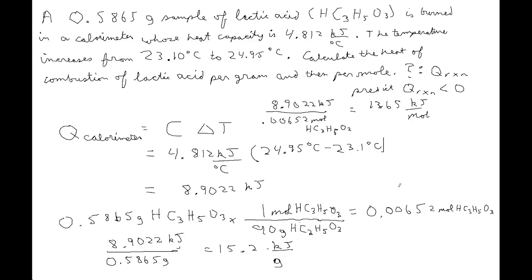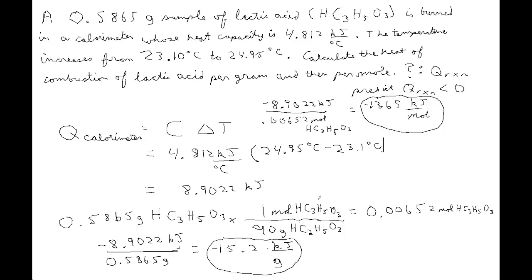So what's your answer to the question? Negative 1,365 and negative 15.2 kilojoules. Now, our first answer should really, in this case, be negative 1365 kilojoules per mole, since that's what they were asking us for. And the second answer should be negative 15.2 kilojoules per gram.